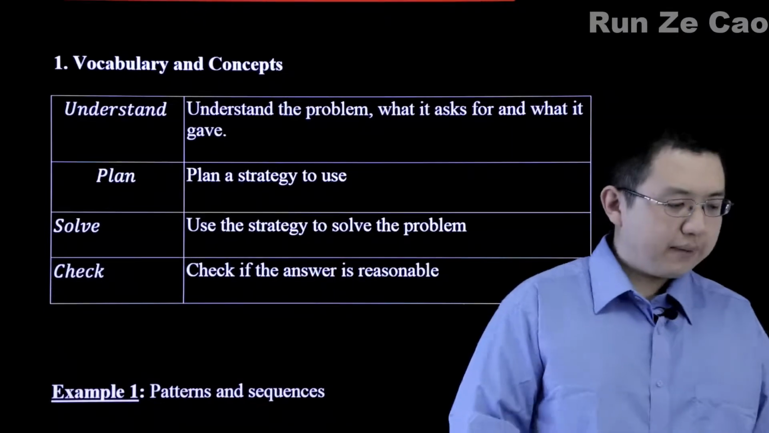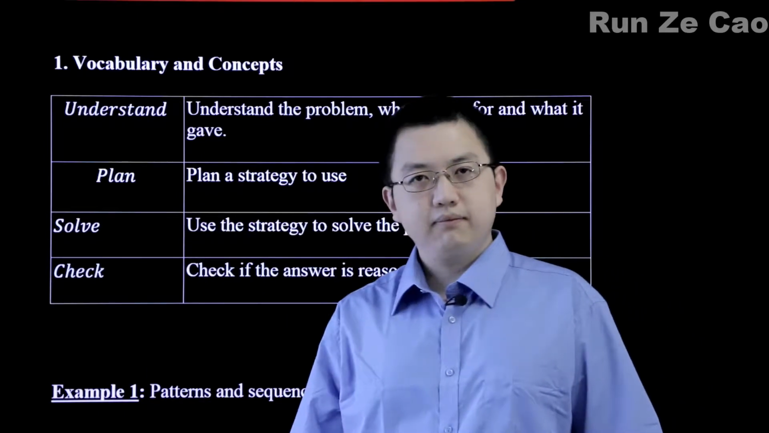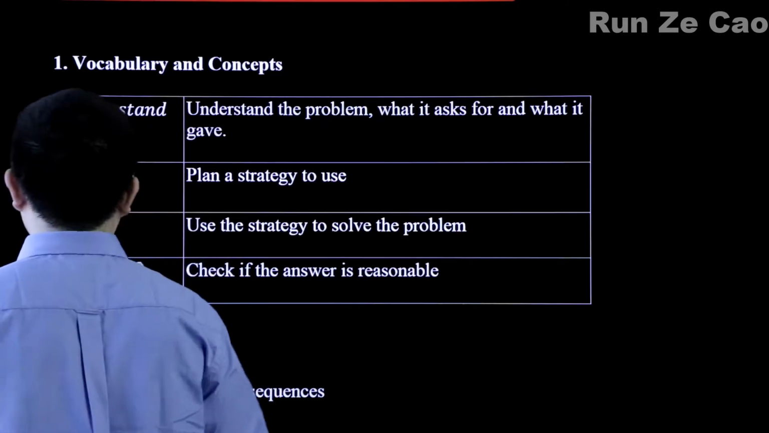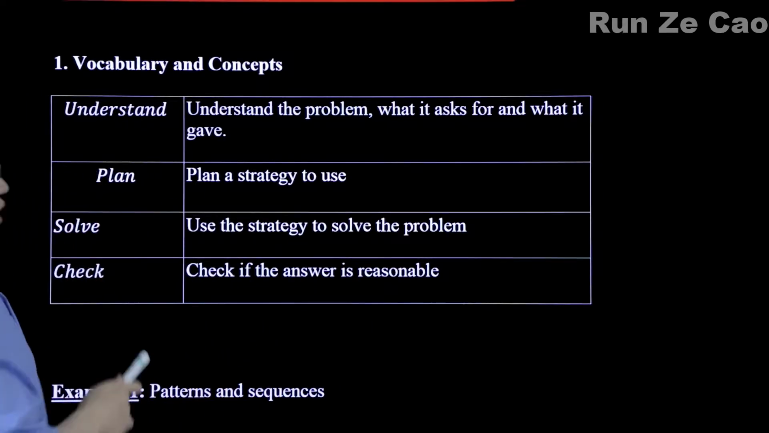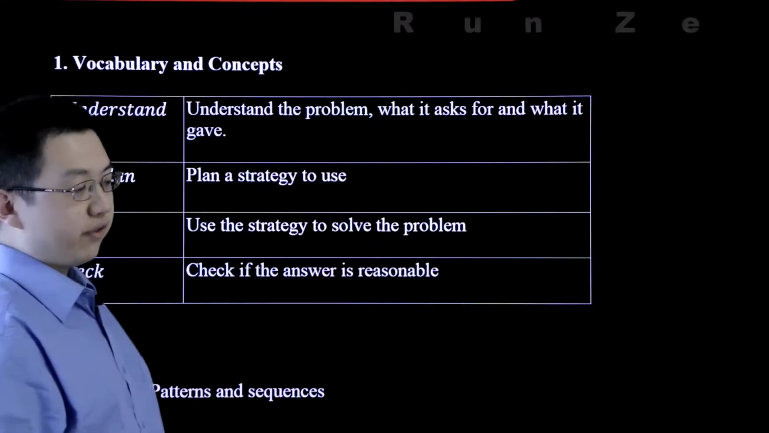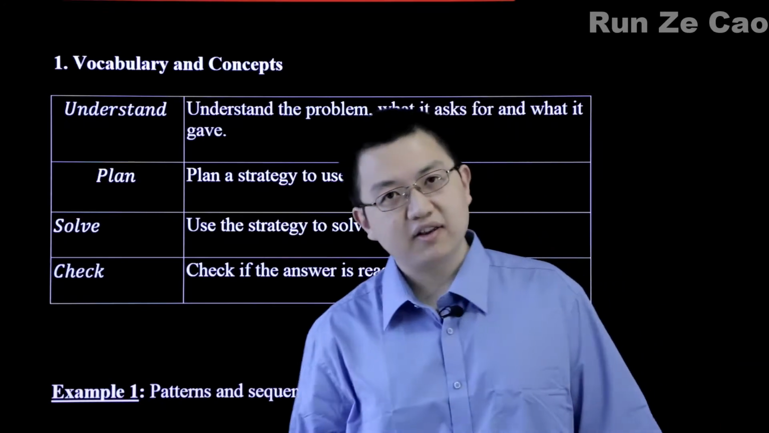Alright, in terms of vocabulary and concepts, first you need to know what you're looking at in the problem, which is why, well, understanding is the first main concept you need to deal with. Then you need to plan what to do, and then you need to actually do it, so solve the problem. And then you need to check the problem. This is a little bit different from the science version.